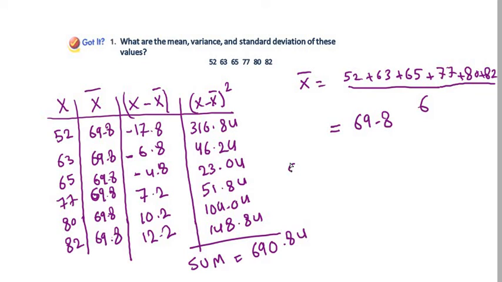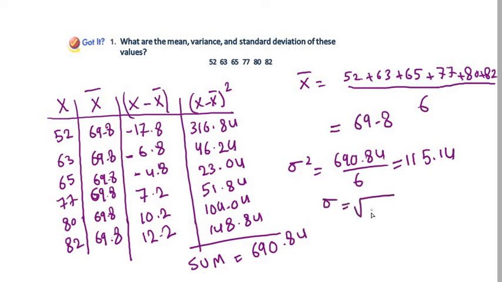Now to find sigma squared, or the variance, we divide this sum by 6, the number of values. 690.84 over 6 is equal to 115.14. Sigma is the square root of 115.14, which is 10.73.